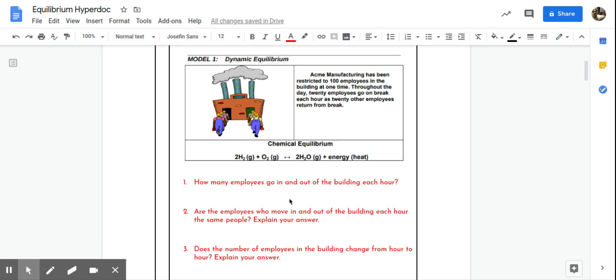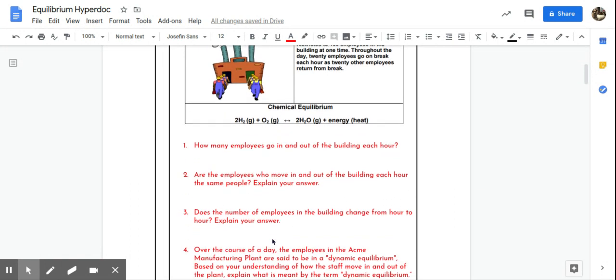Question number 1 says, how many employees go in and out of the building each hour? So 20 employees go in and 20 employees go out. So it's a total of 40. So the answer here would be 40 employees go in and out of the building. Are the employees who move in and out of the building each hour the same people? No, they are not. Every hour, a different set of 20 employees takes their break. It's not like the same 20 employees get a break and no one else does. So at every different hour, 20 people will come out and 20 people will go in.